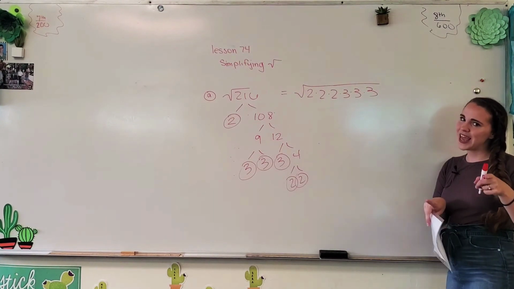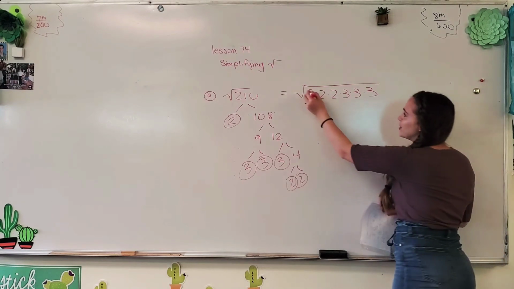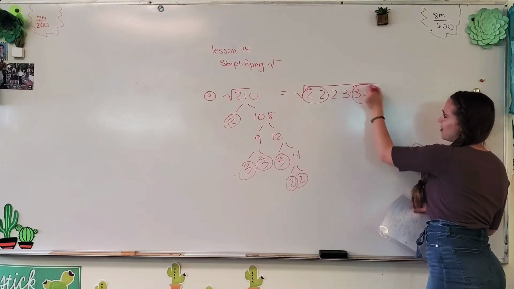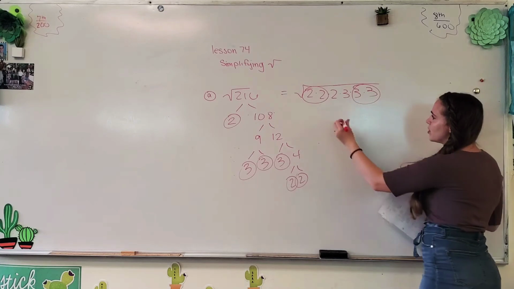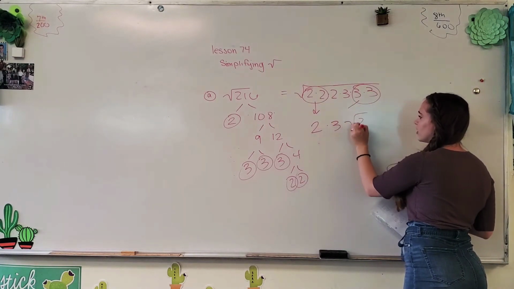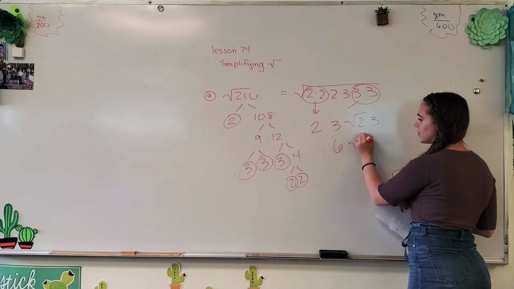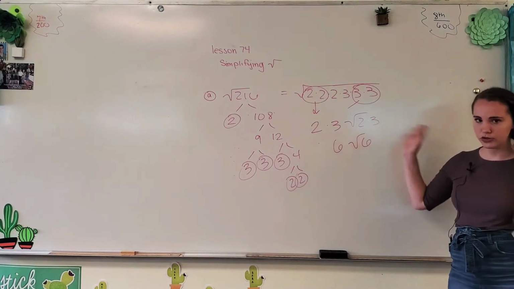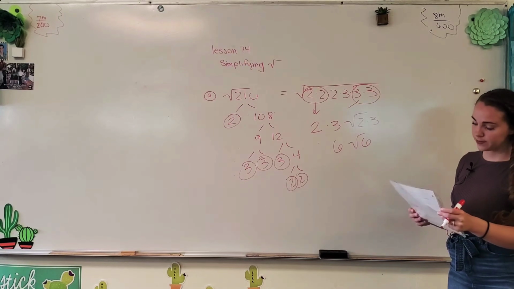And what pairs do we have? We do have a pair of 2's and we have a pair of 3's. So those 2 become 1. And then we are left with 6 times the square root of 6. Hopefully you realize I multiplied. That's all I did. Okay, nothing crazy.